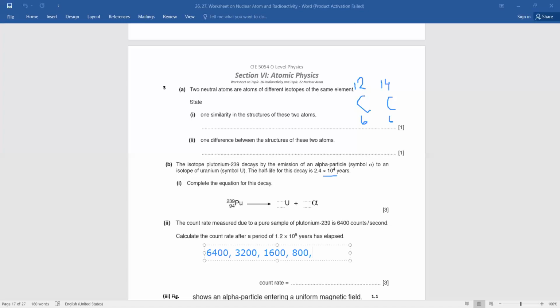So 800, then 400, then 200, right? So half-lives, you are getting 1, 2, 3, 4, 5. Yeah. So count rate will be 200. 200 per second, counts per second. The unit you also write. 200 counts per second.